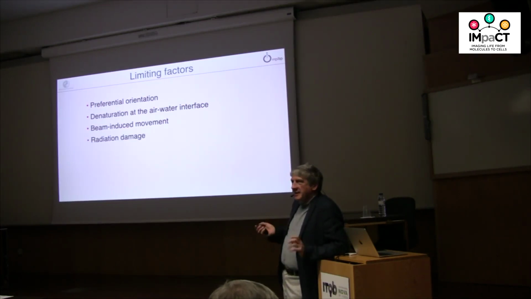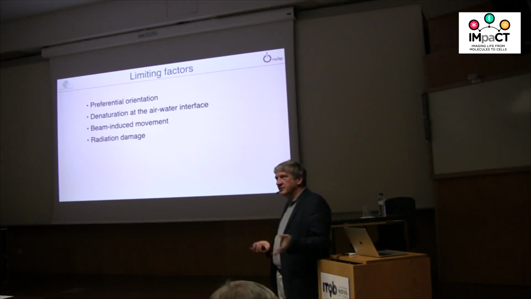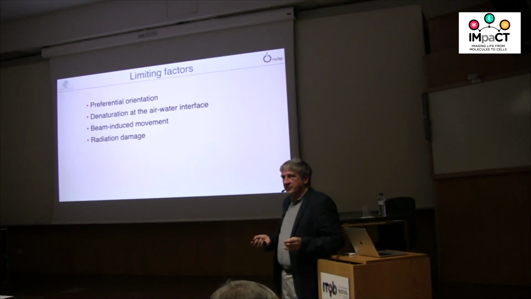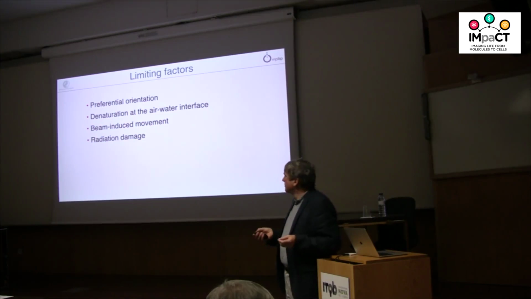And then the ultimate limit, and there's nothing we can do about it because it's a law of physics, is radiation damage. So if you radiate electrons or indeed any ionizing radiation onto a biological molecule, you damage it. There's nothing you can do about it. The best we can hope is to collect many images and then average, and then hopefully the damage will average out.